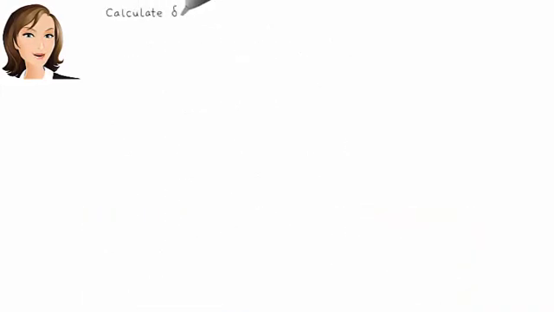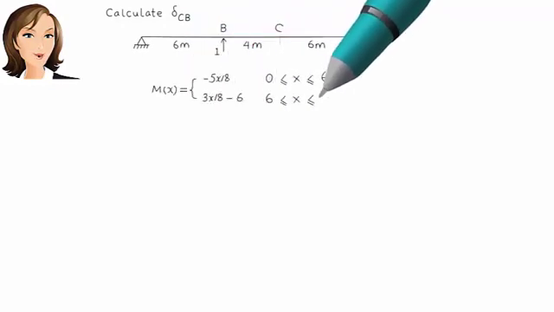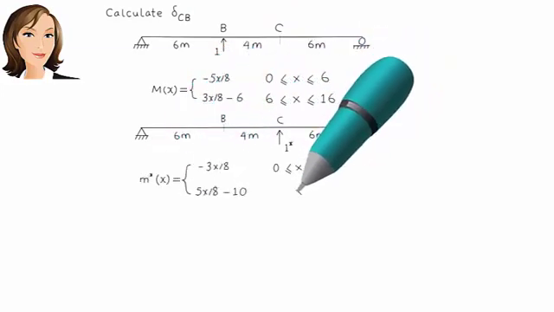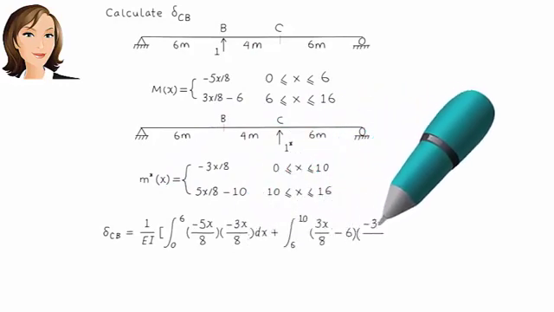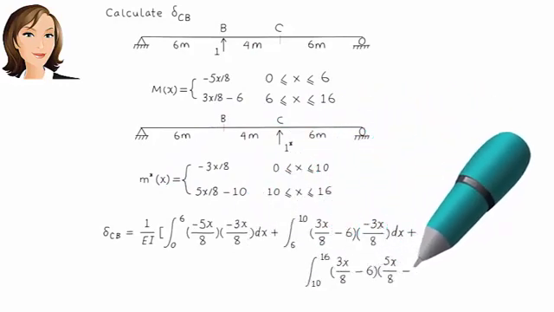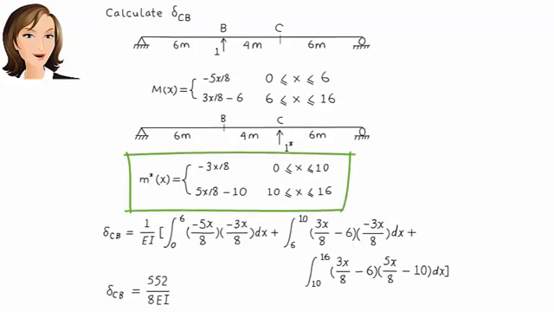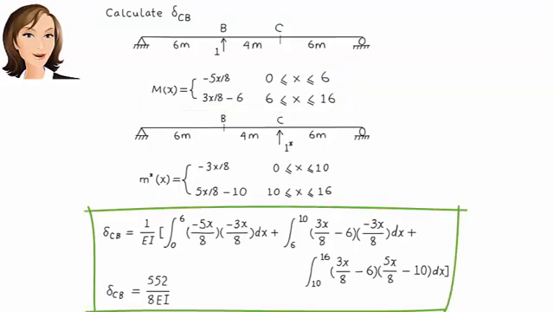Finally, we calculate delta CB, the vertical displacement at C due to a vertical unit load at B. What we referred to as m when calculating delta BC becomes m star here, and the m star we used for delta BC becomes m here. Not surprisingly, delta CB equals delta BC.